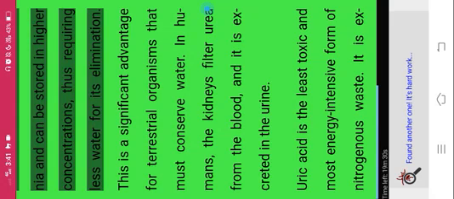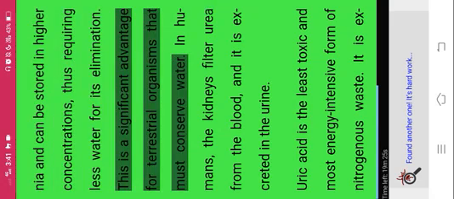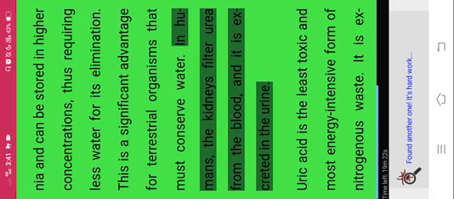Urea is less toxic than ammonia and can be stored in higher concentrations, thus requiring less water for its elimination. This is a significant advantage for terrestrial organisms that must conserve water. In humans, the kidneys filter urea from the blood, and it is excreted in the urine.